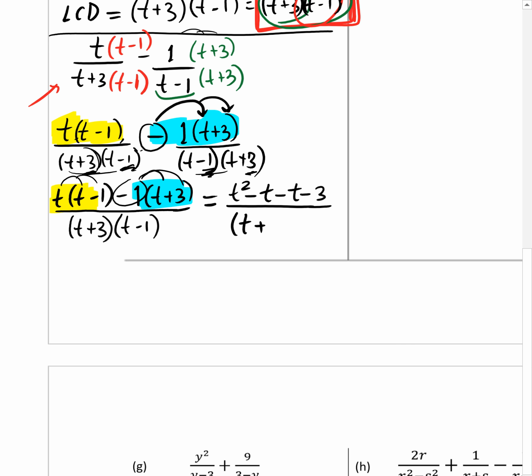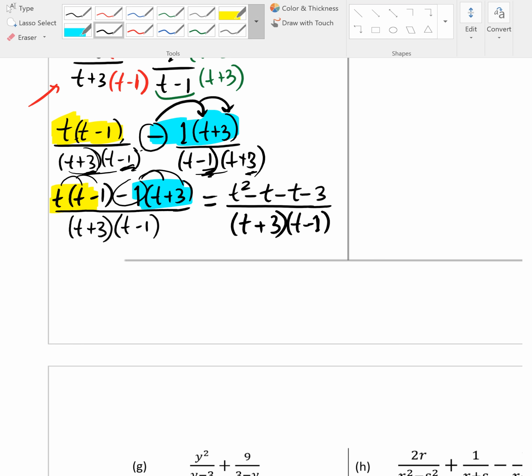So keep in mind, once your denominator is the common denominator, I would not multiply that out. Don't go t plus 3 times t minus 1 and FOIL it all out. Because in the end, when we simplify this, we're trying to reduce, and when we try to reduce, we're going to have to refactor anyway. There's really no need to multiply the denominator out. I'm just going to leave it exactly the same. It doesn't help you to multiply it out. In fact, it hurts you because later on when you reduce, you're going to have to factor it out again anyway.